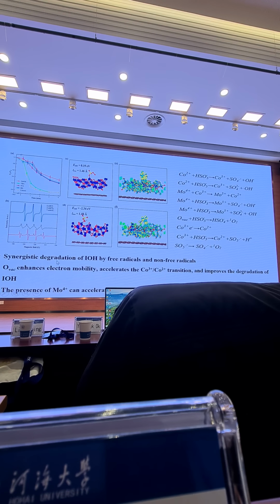And the synergetic degradation of dyes by free and non-free radicals. You can enhance the electron mobility, accelerating the transition from Fe3+ to Fe2+, and improve the degradation of the ions. Also, because you have this, the pathway can accelerate that kind of transition, further enhancing the degradation of the ions.